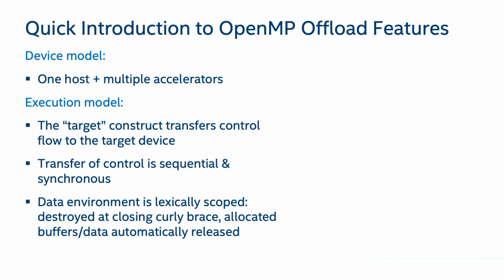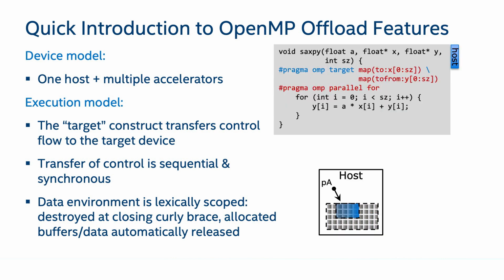And we have the target construct, which tells the compiler that we need to transfer control flow from the host to the device. So here we have an example. It is a simple SAXPY computation. We have the pragma-OMP target. We start computation on the host, and we have memory allocated on the host, of course.